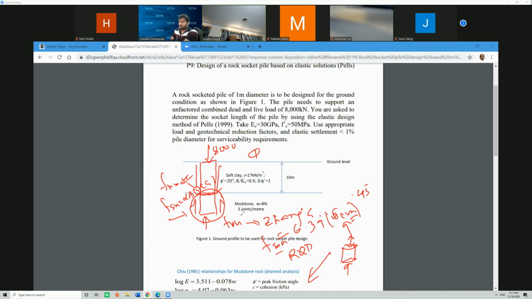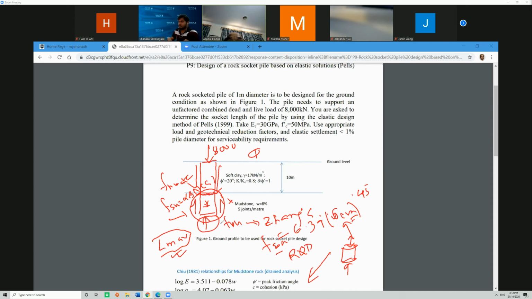So once you have done it, then just follow the steps that we have taught you, the Pell's method. So get the length of the socket, the L max first, and that is the maximum length of the socket based only on the limit state load. Then you adjust the length to the design socket length based on the Pell's load sharing chart that we provided to you, that takes into account the deformation compatibility between the pile and the surrounding rock.